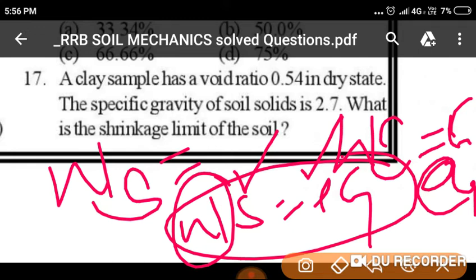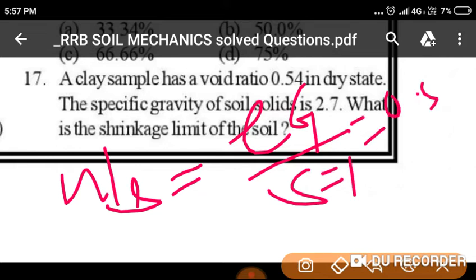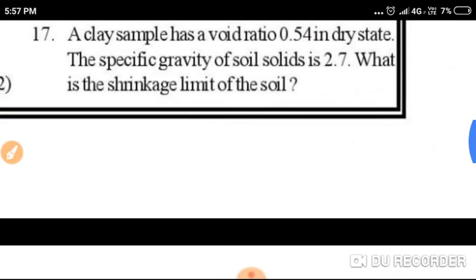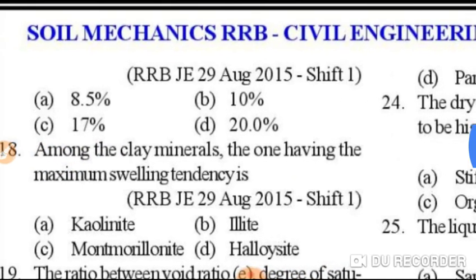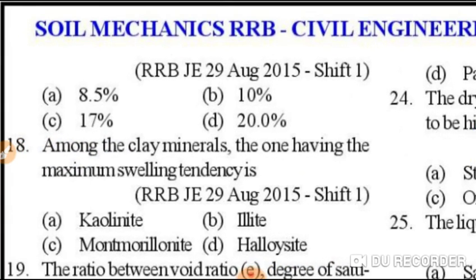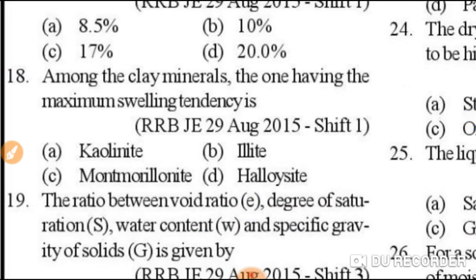So the shrinkage limit will be e/G, since S is 1, that is 0.54 divided by 2.7. Okay, so it will come as option D, 20%.